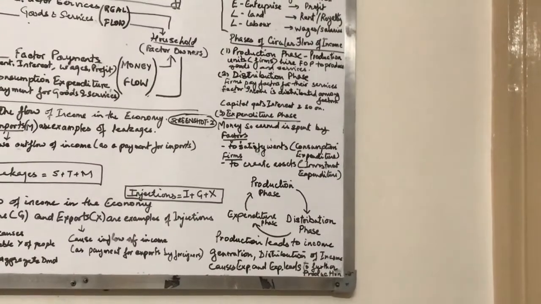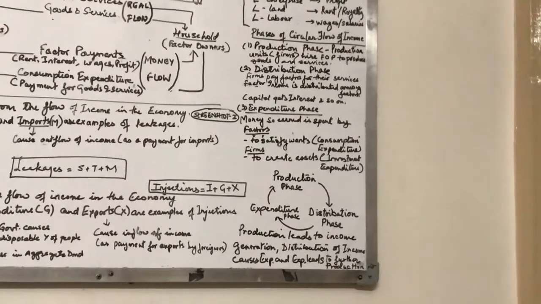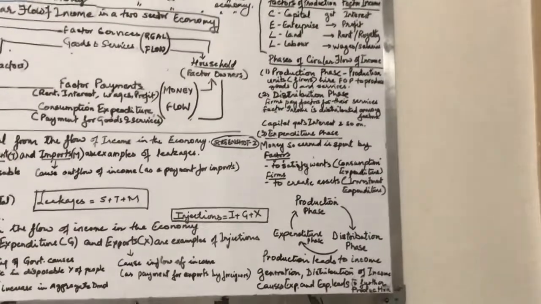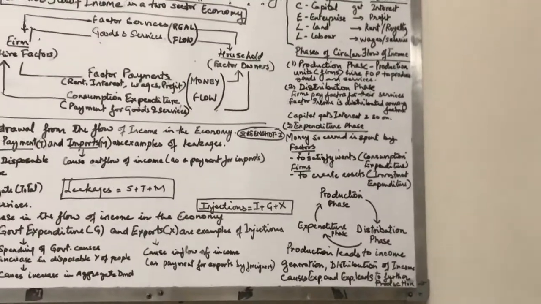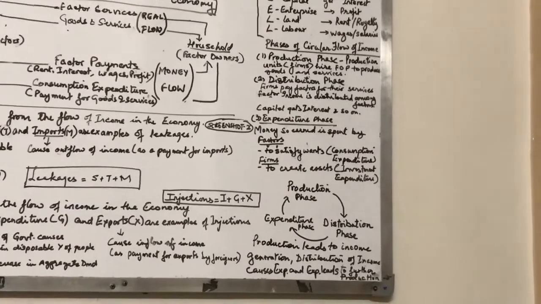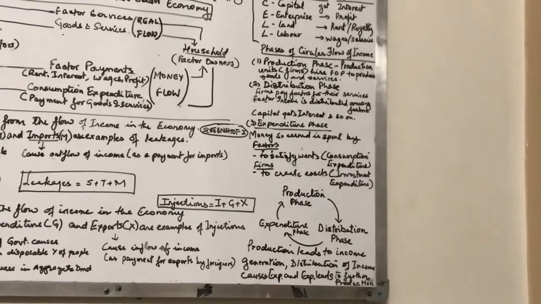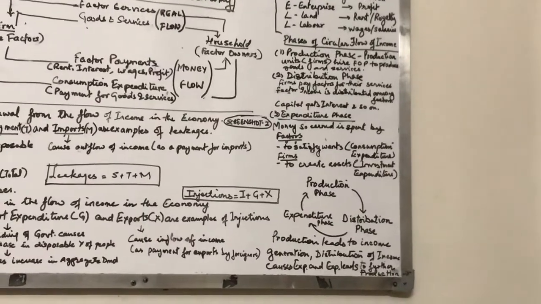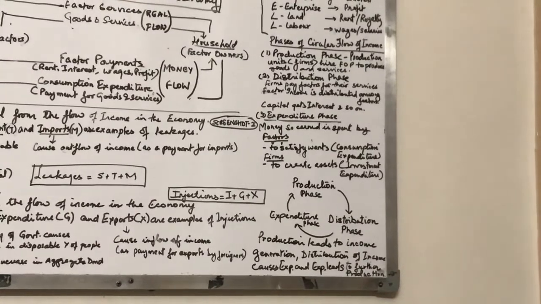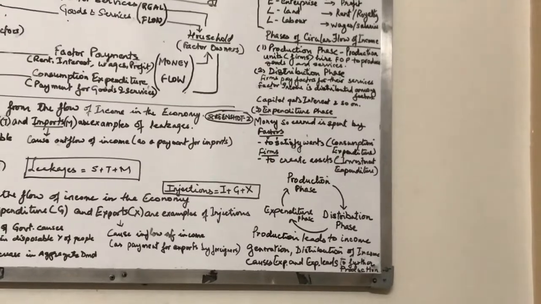To create assets, which is known as investment expenditure. So when firms are spending money, they are buying plant, machinery, etc., also known as the investment expenditure. So these are the three phases that are undertaken in order to explain the circular flow of income, or why circular flow of income happens. In this chart, in the circular movement, we are trying to show first of all the production phase, then the distribution phase, and then the expenditure phase, which is very shortly explained just below it.